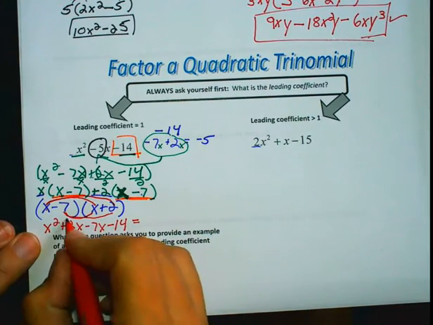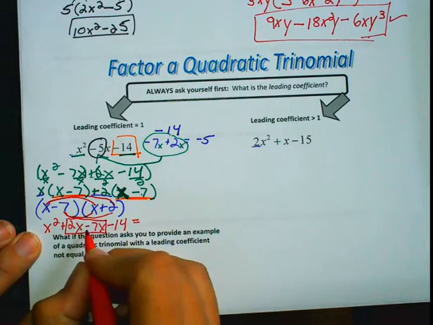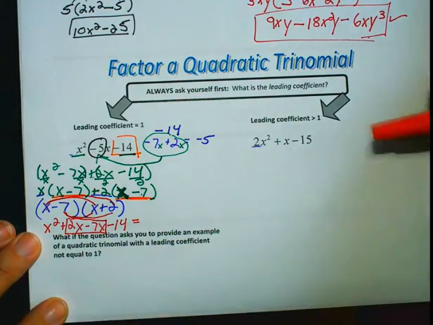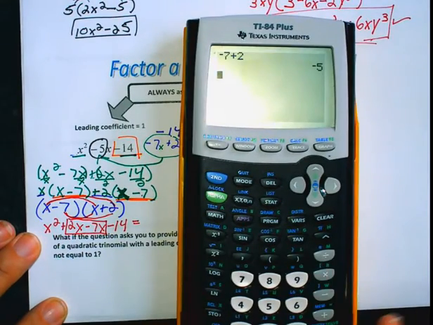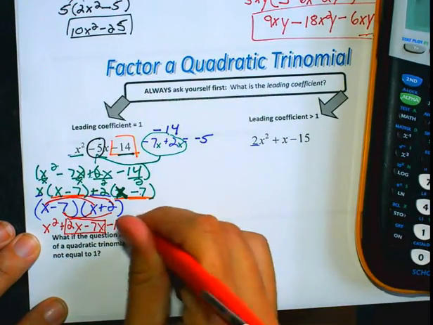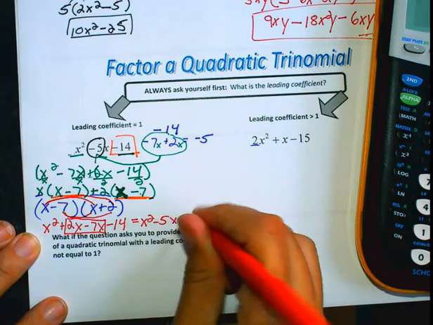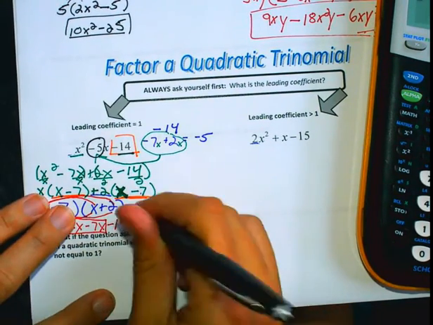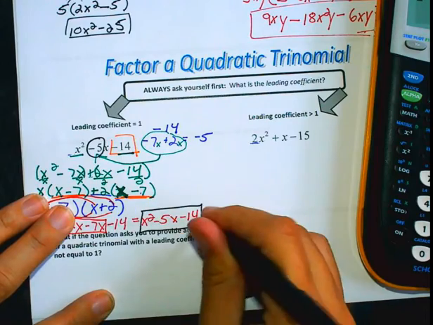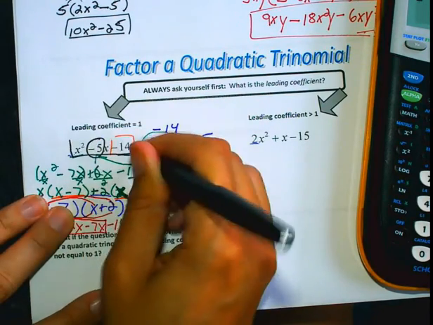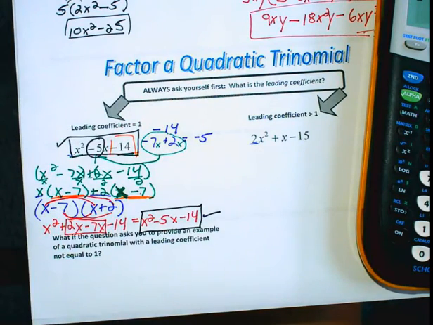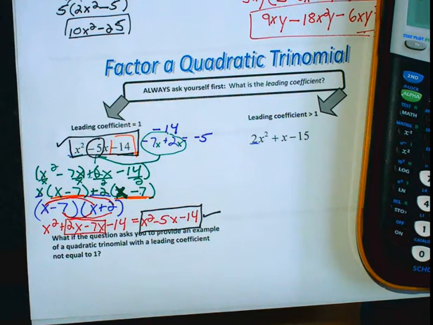You need to collect your like terms. 2x minus 7x. If you don't know how to do that, that's fine. Then you need to get the calculator out. 2 minus 7 is negative 5. So then we have x squared minus 5x minus 14, which gives us, does this match what we started with up here? It does, so we know we've done it correctly. So the nice thing about factoring is you could check to make sure that you've done it correctly.